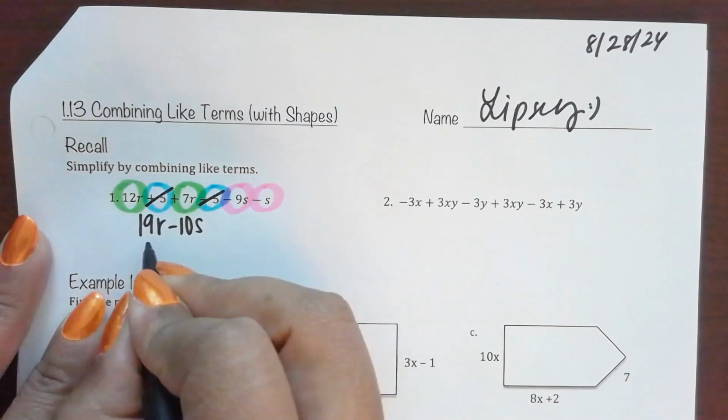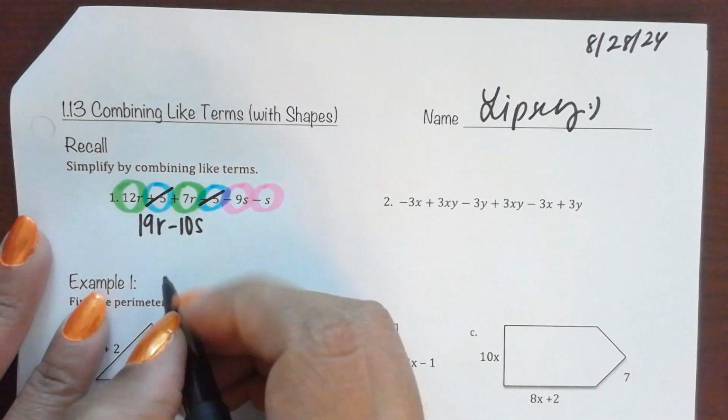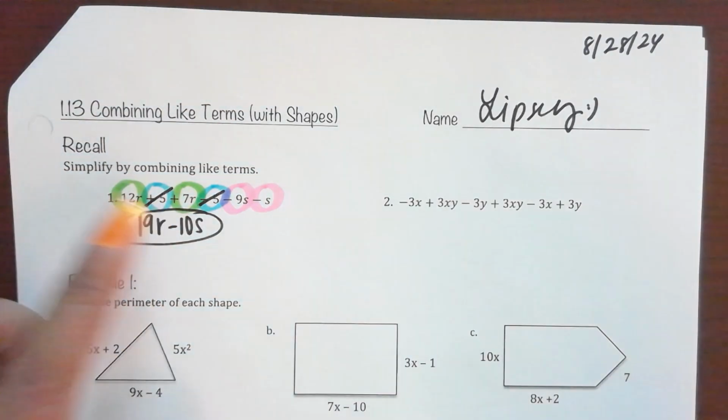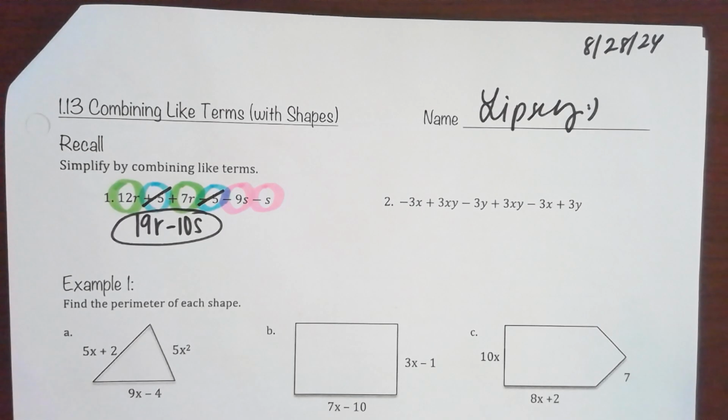So, is this answer in descending order? Yes. Remember, when you add a number by its opposite, that is called the inverse property of addition. You have to know your properties for your test. Any questions?